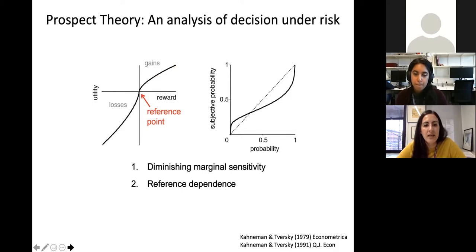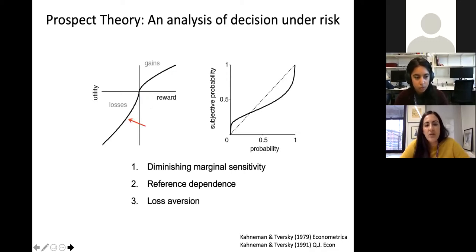The second key feature that prospect theory describes is called reference dependence. So the idea is that you evaluate outcomes as gains or losses relative to some internal reference point that at least some of the time probably reflects your expectations.